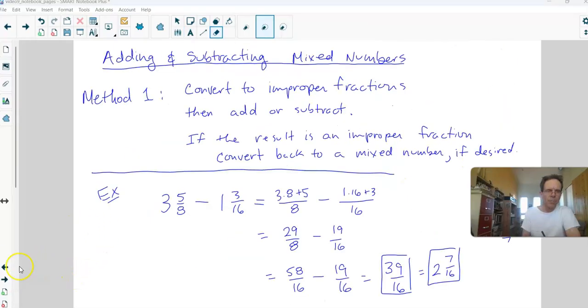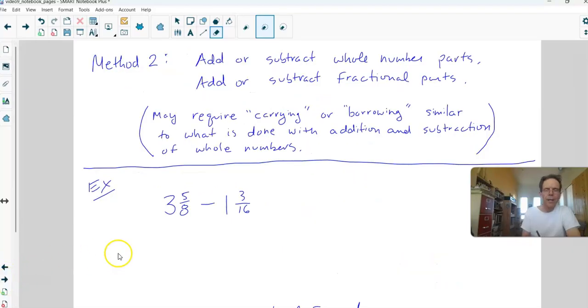All right, let's go to method 2 here. Method 2 is where we work on the whole number parts and the fractional parts separately. So we add or subtract the whole number parts, and we add or subtract the fractional parts. The only thing is, when we do that, we may have to carry or borrow. I don't know if you remember those terms from addition and subtraction of whole numbers, but the same kind of thing can happen here. Okay, let's see what this looks like.